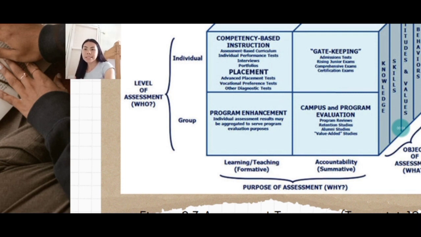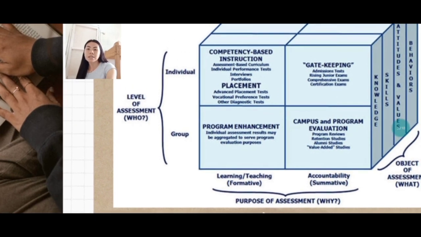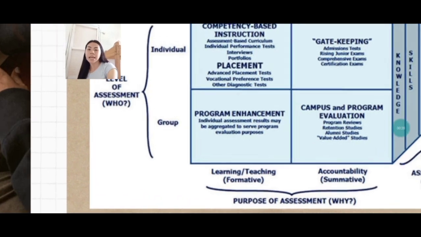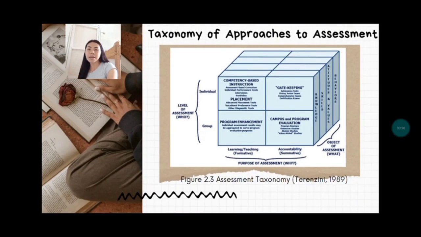The next one is the level of assessment, classified into two, which are individual and group. So under individual belong competency-based instruction and placement, and also gatekeeping. Under group are program enhancement and campus and program evaluation. They are the level of assessment. Who will execute this? And that is the taxonomy of approaches to assessment.